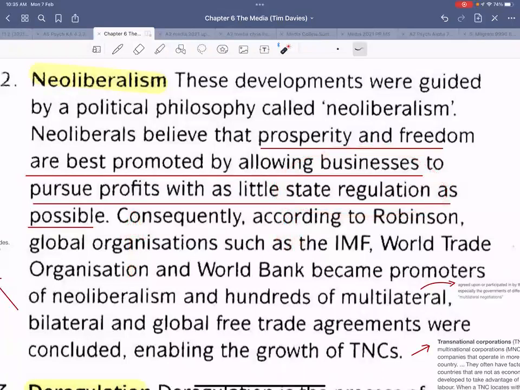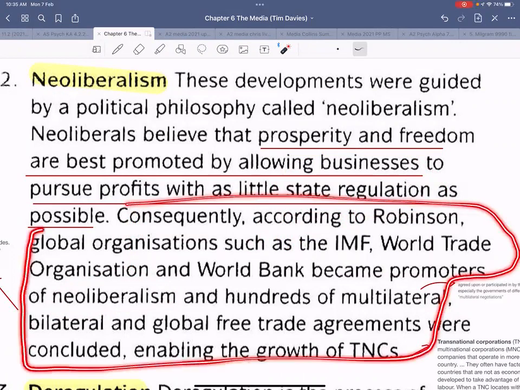And consequently, according to Robinson, global organizations such as the IMF, World Trade Organization, and World Bank become promoters of neoliberalism, and hundreds of multilateral, bilateral, and global free trade agreements were concluded, enabling the growth of TNCs. Now, I'd want everyone to give this part a read on your own first.